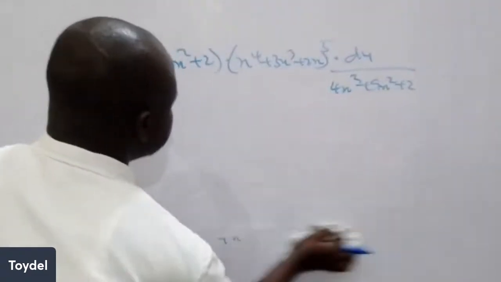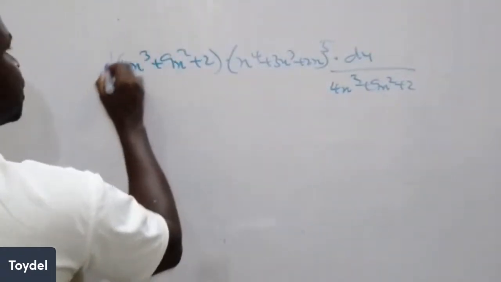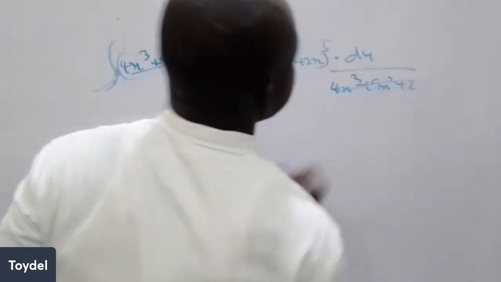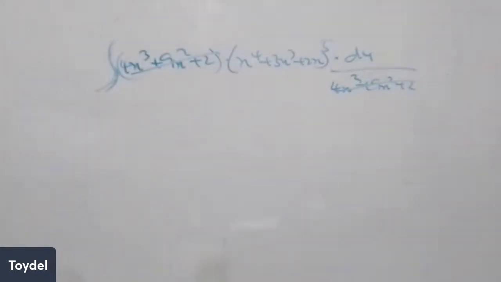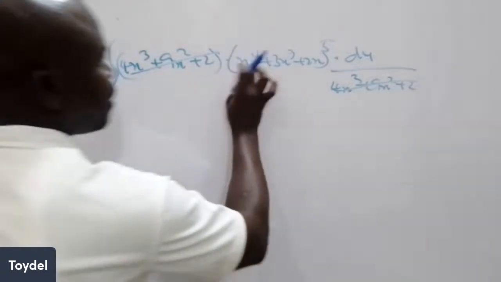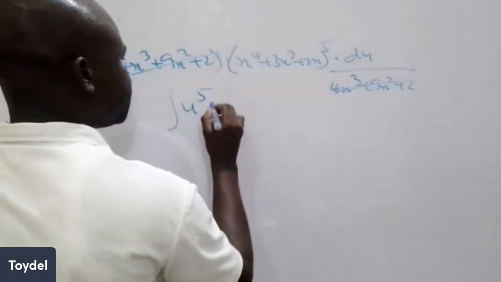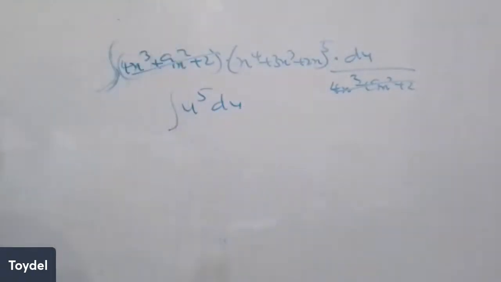So if I do that, integral of everything here, I will realize that this can actually cancel this. They're going to cancel out. That will cancel out. Then what else do we have? We have represented everything here as u, so that I'm going to have integral u raised to power 5 du. That's what I'm going to have. Please look at it very well. We have represented s squared plus 3s cubed plus 2x as u, and that's what I'm going to have.